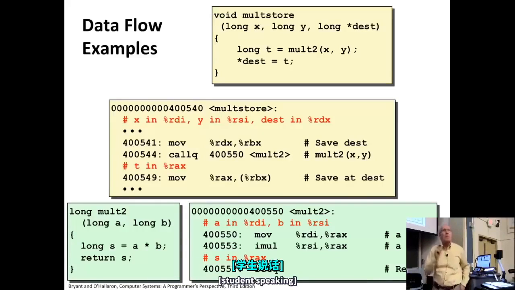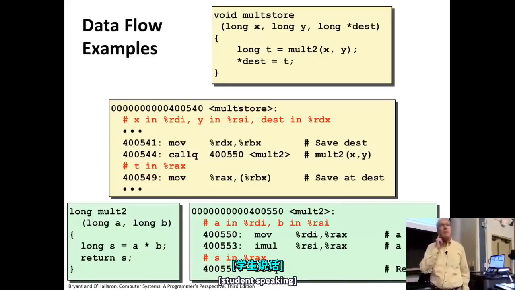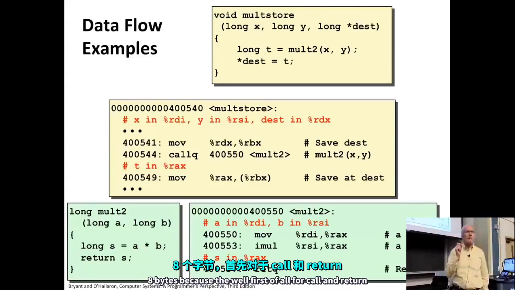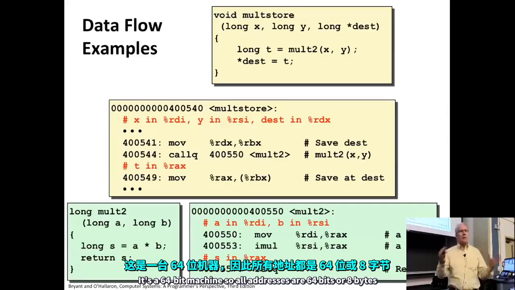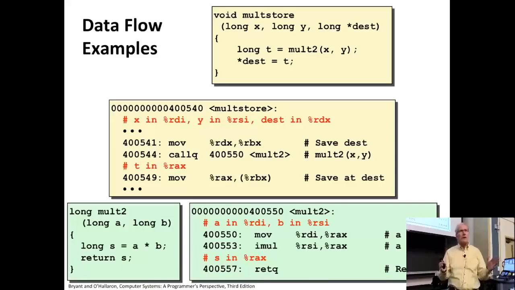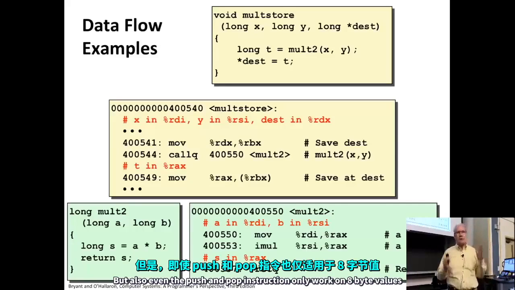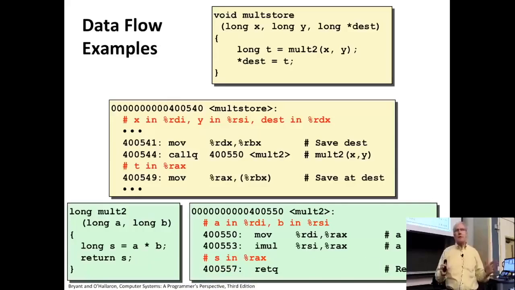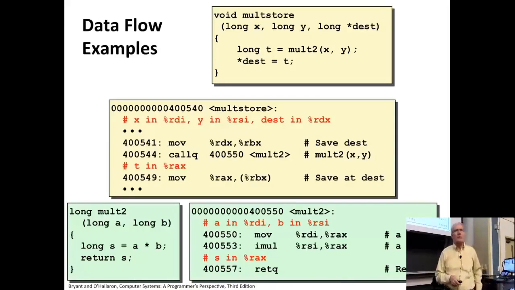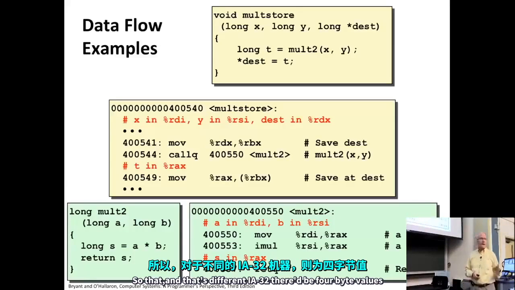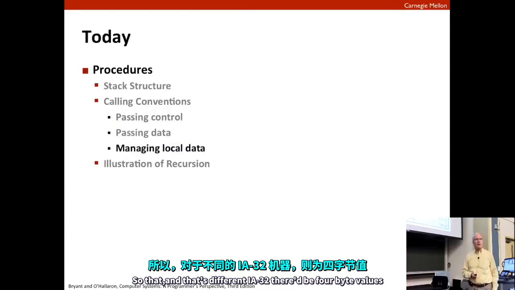Yes? 8 bytes, because first of all, for call and return, it's a 64-bit machine, so all addresses are 64 bits or 8 bytes. But also, even the push and pop instructions only work on 8-byte values. If you tried to write push L in 64-bit code, it would come back with a syntax error in the assembler. So that's different. In IA32, there'd be 4-byte values here.